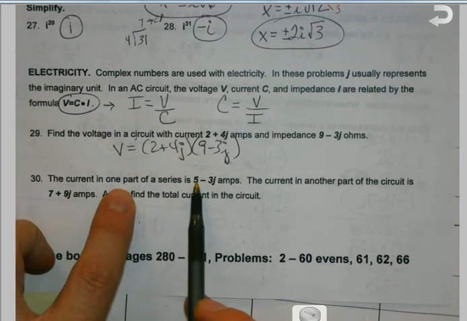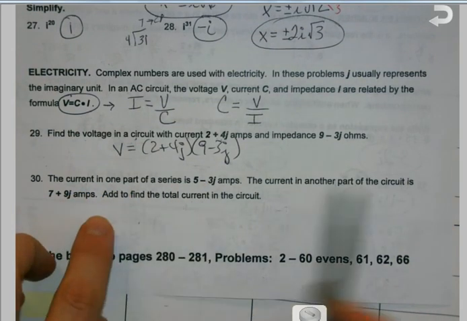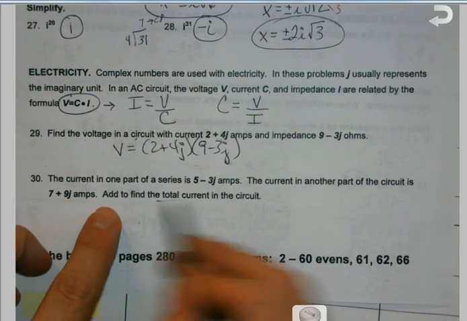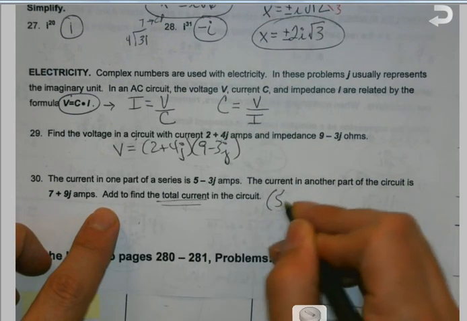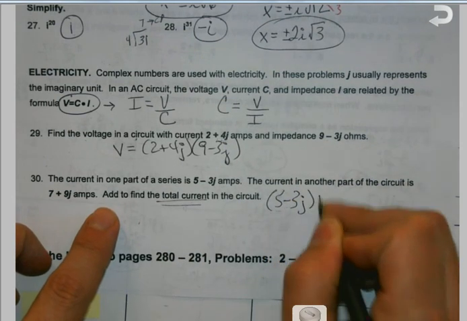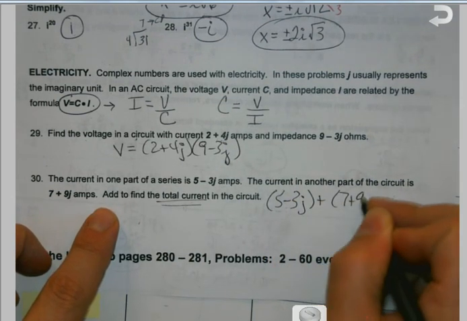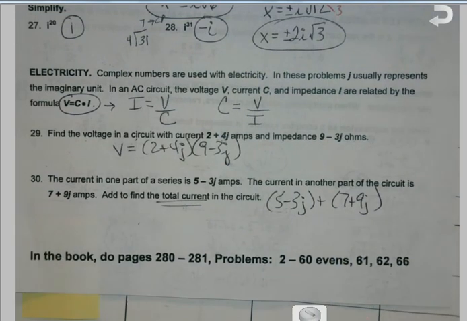The current in one part of a series is this. The current in another part is this. Find the total current. Well, in this case, I just have to add them up. And then I would combine like terms and I'd be done. So there's lots of little things to do here. A little bit here, a little bit there. We kind of play with it.